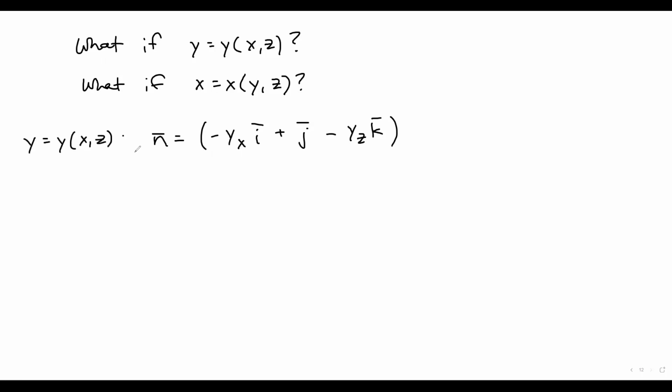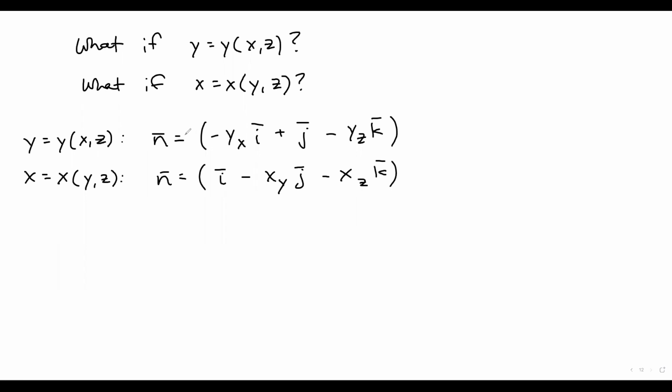Okay. Whew. All right, so this is the definition if we have y as a function of x and z. And then if you have x as a function of y and z, this time it's going to be i minus x differentiated with respect to y j minus x differentiated with respect to z k. And then there's also the negatives of these.